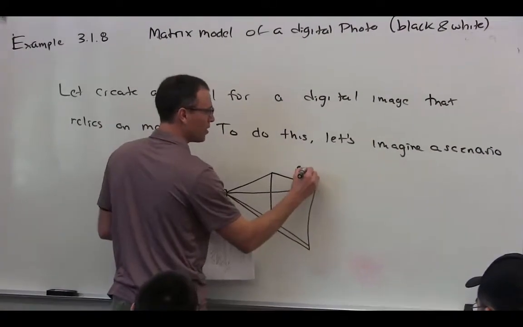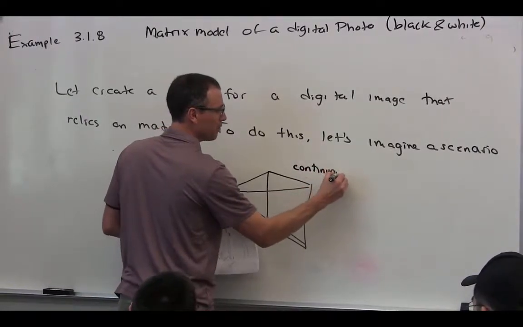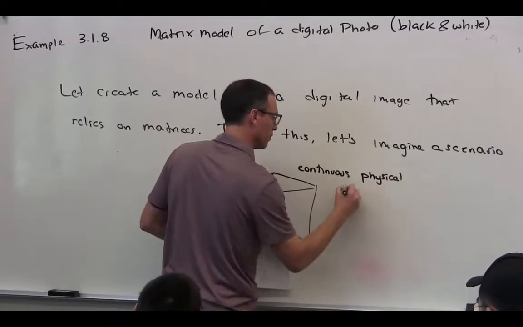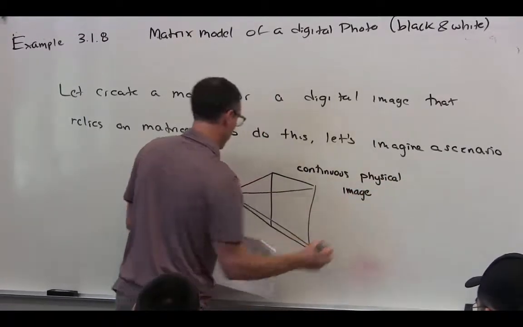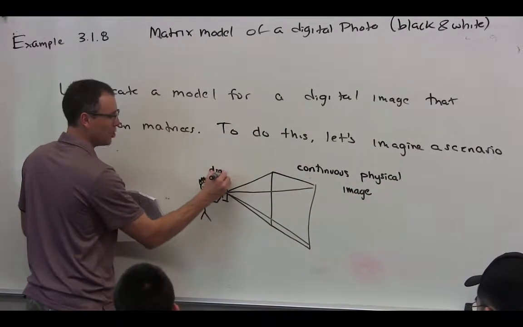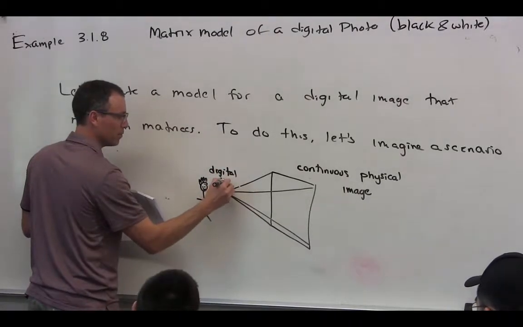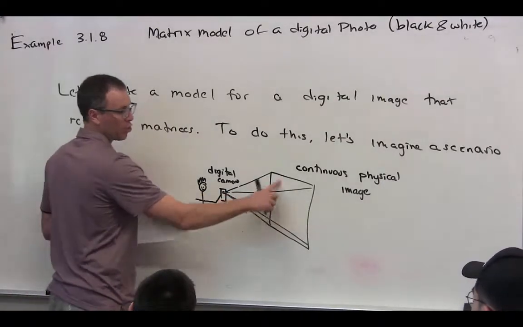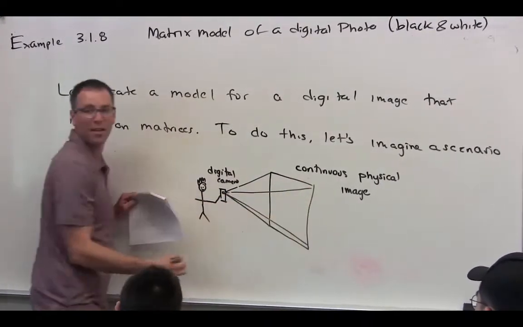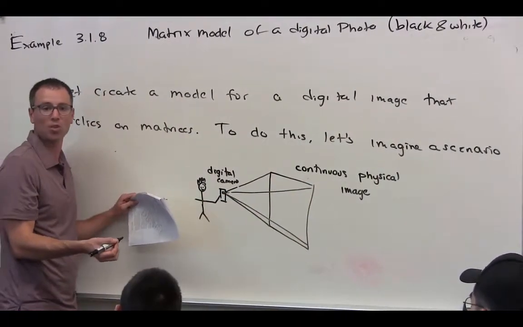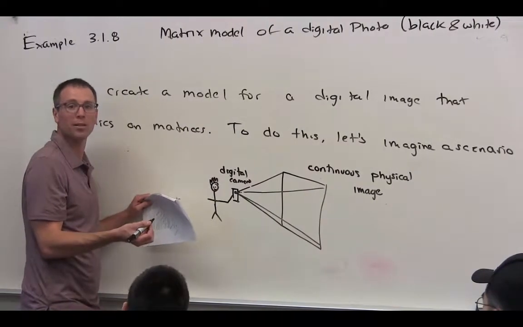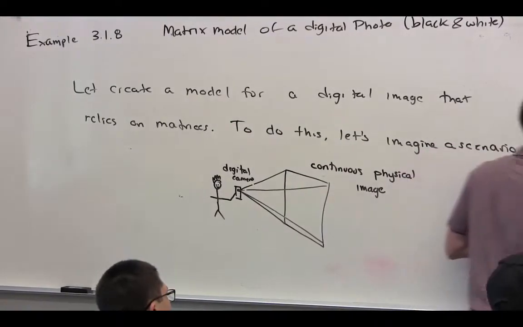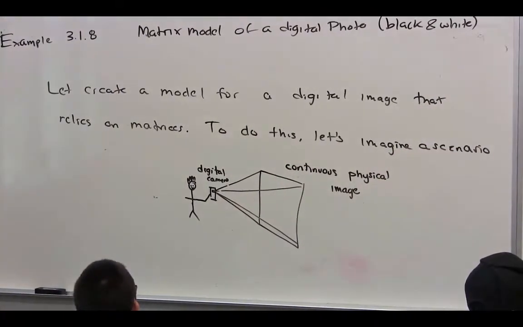So you might call this the continuous physical image. And then you might call this the digital camera. And the claim is this digital camera is going to turn whatever's in this site into a matrix that stores light values, basically. Right? So we're going to call the digital image a function.